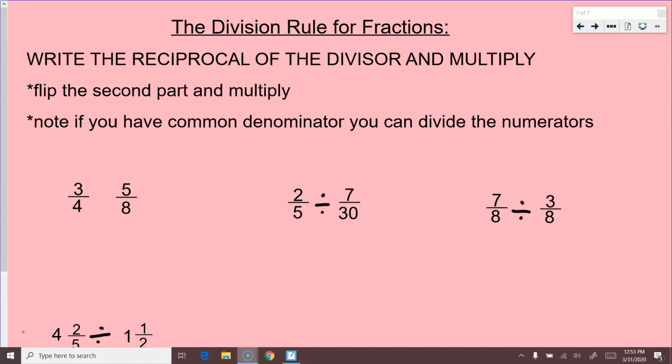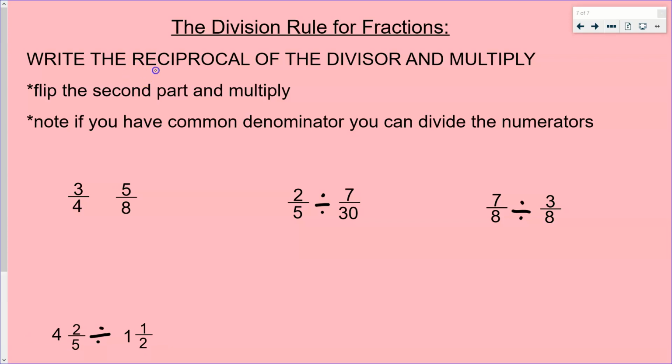Okay, now we're going to get down to the division rule. So you can run with it after this. So what you do is you write the reciprocal of the divisor and multiply. What this means is you flip the second part and multiply. Remember reciprocal? If you have 2/3, the reciprocal is 3/2. You just flip it. And when I say the divisor, or second part, I mean this part of the equation. Sorry, I'm missing the divided sign there.